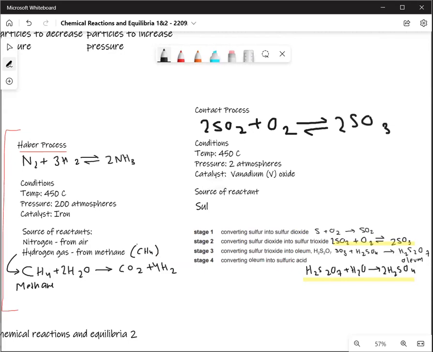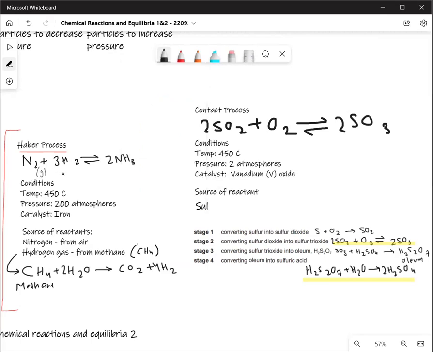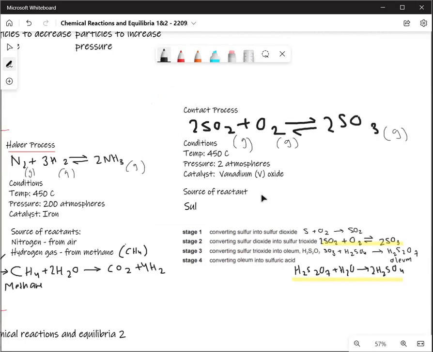Now, all of these are gases, by the way. You need the symbols as well. Write down the symbols. All of these are gases. Fine.